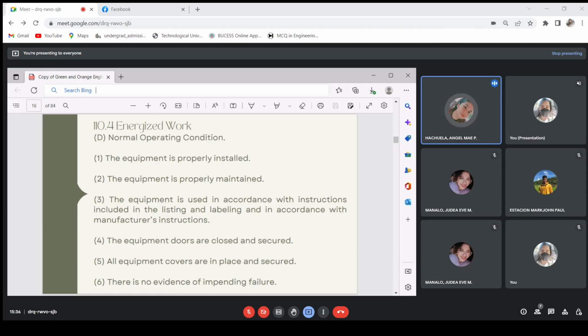So, to clarify all the conditions I've mentioned, the phrase properly installed means that the equipment is installed in accordance with applicable industry codes and standards and the manufacturer's recommendation. When we say properly maintained, it means that the equipment has been maintained in accordance with the manufacturer's recommendations and applicable industry codes and standards. And the phrase evidence of impending failure means that there is evidence such as arcing, overheating, loose or bound equipment parts, visible damage, or deterioration.